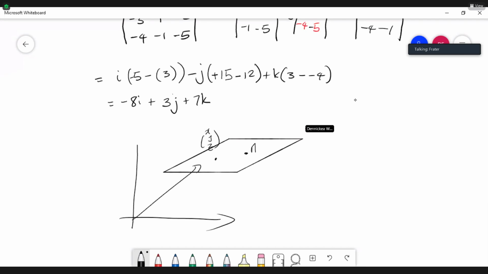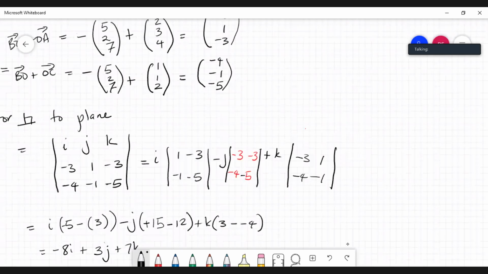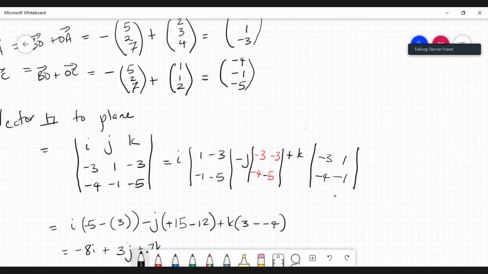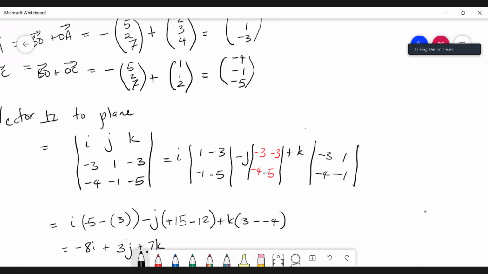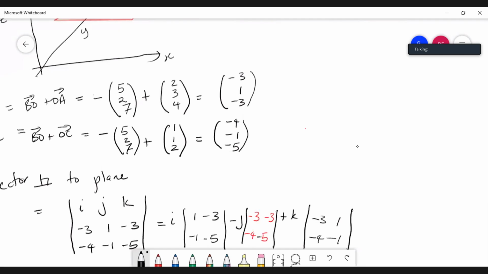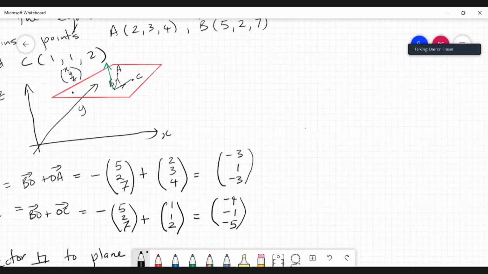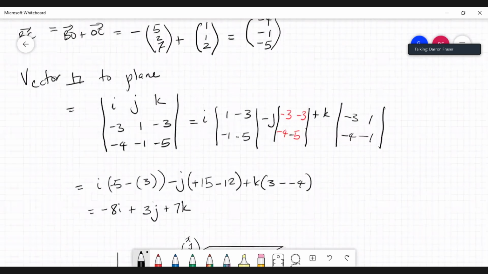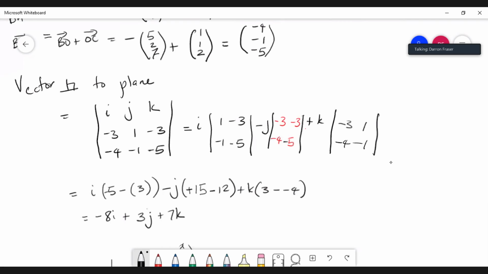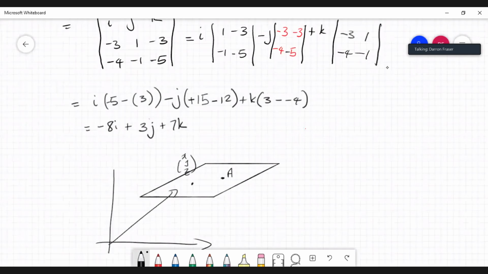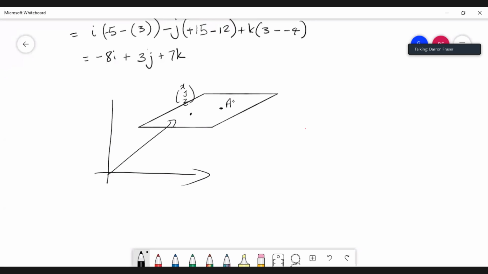So let's pick the point A because it's the first letter in the alphabet. That's the only reason I pick the point A. So the point A is 2, 3, 4. So here's the thing now. Sorry, let's not pick the point A. Let's pick the point B for strategic purposes.